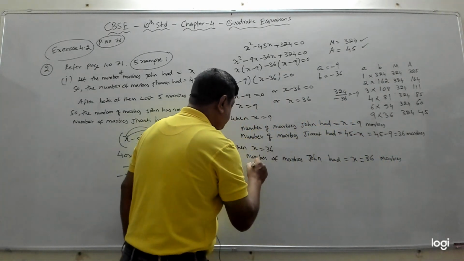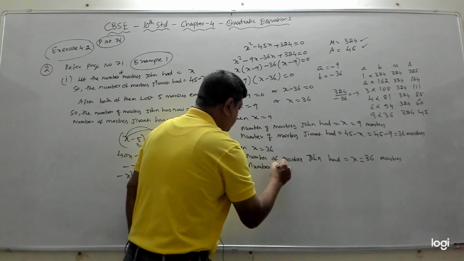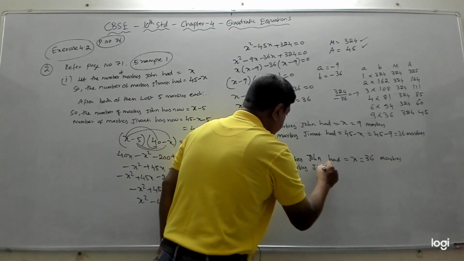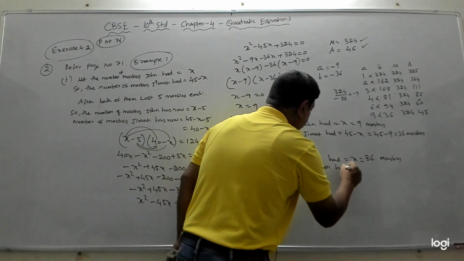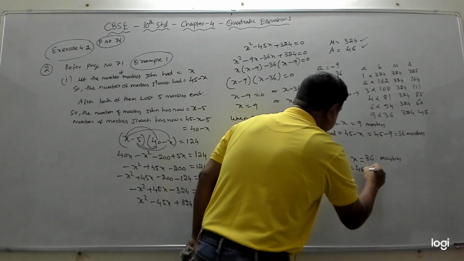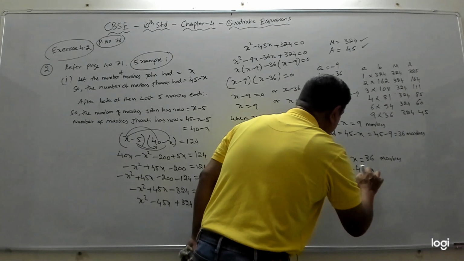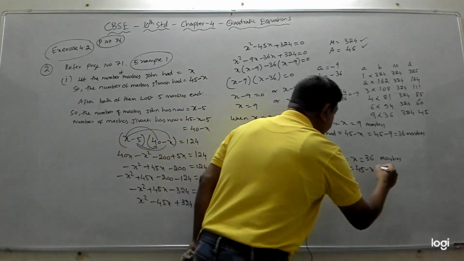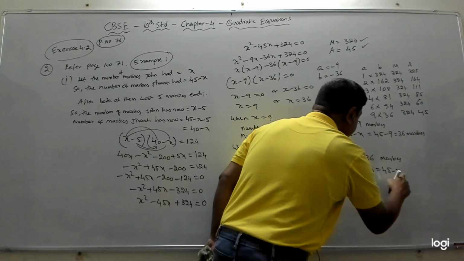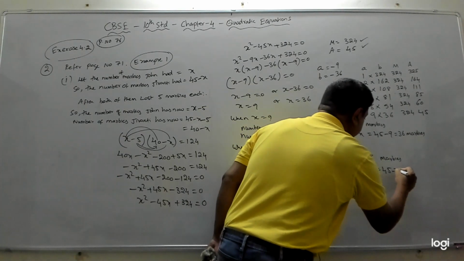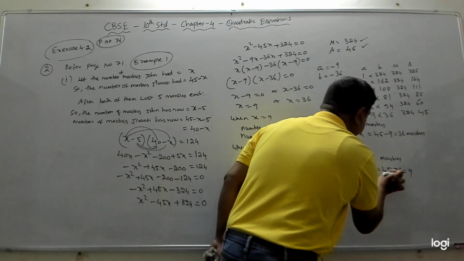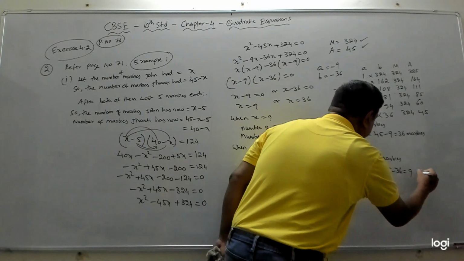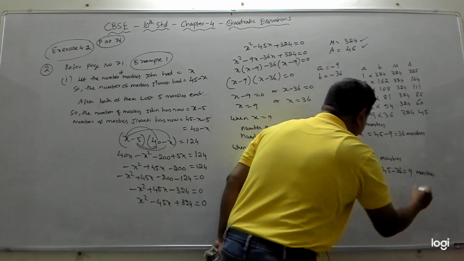And the number of marbles Jivanti had is equal to 45 minus x. That was the number of marbles that Jivanti had. 45 minus x, and that is equal to 45 minus, what is x? x is 36. So that is 45 minus 36, which is 9. 9 marbles. So this is the answer.